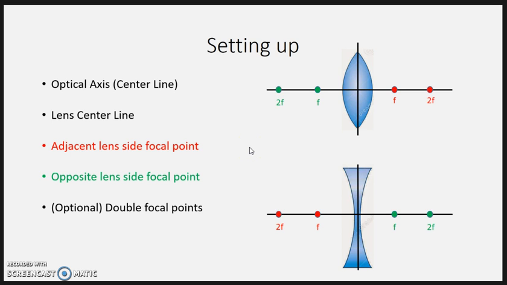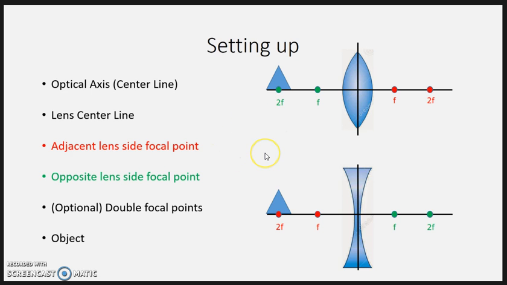We can add in our twice the focal points. These aren't necessary, but they're good for showing reference categories, if you would, for where an object starts and where its image ends up. And of course, as I just mentioned, we have to have our very last piece, which is the object itself, which we're going to use a triangle in this case.